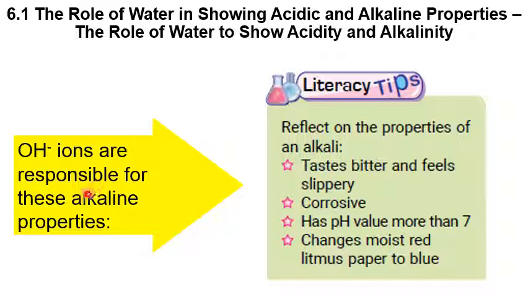Hydroxide ions are responsible for these alkaline properties. It tastes bitter and feels slippery, is corrosive, has pH value more than 7, and changes moist red litmus paper to blue.